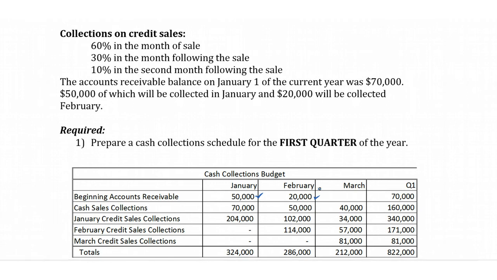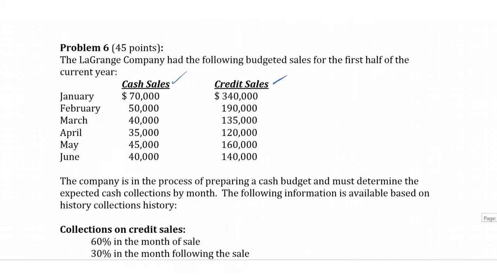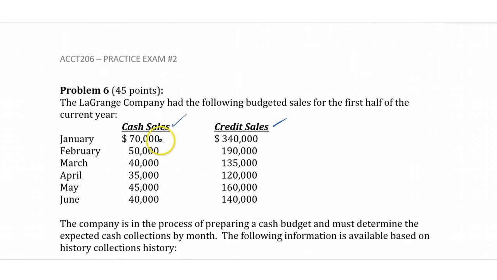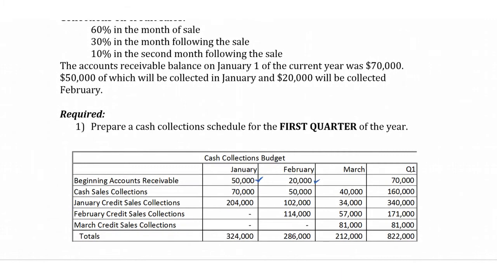The next thing that I've listed here is our cash sales. Obviously, we collect the cash sales in the month the sale happens. So I've come up here and said, there's my January cash sales, there's my February cash sales, there's my March cash sales, 70, 50, and 40. And then those come across right here, 70, 50, and 40 for each of those months.